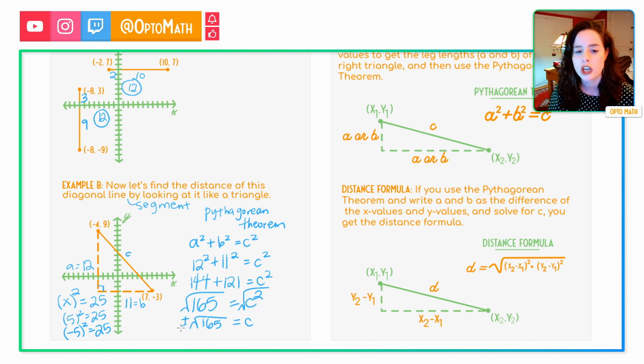However, we're talking about distance. So distance cannot ever be negative. So always when you're doing the Pythagorean Theorem or the distance formula, which you're going to learn in just a moment, always take the positive. So C is going to be the positive square root of 165. And if you want to type that on your calculator, you'll get 12.845. And that's just going to be in units.